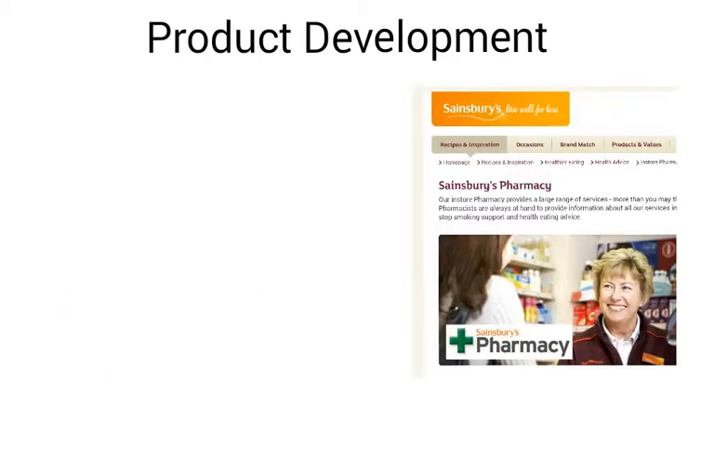So the next one that we can consider then is product development. So what we can hopefully remember is that this is a new product to an existing market.